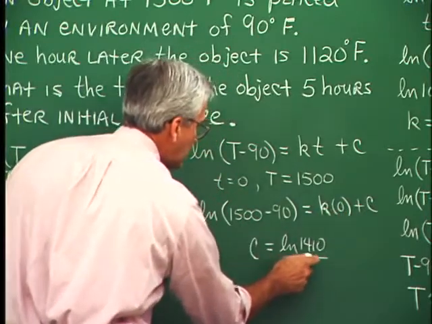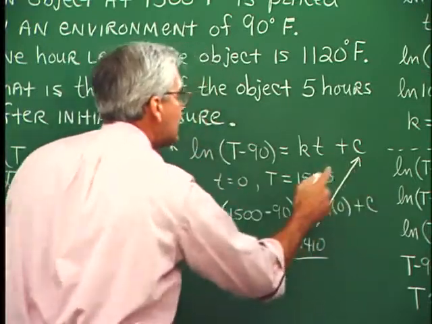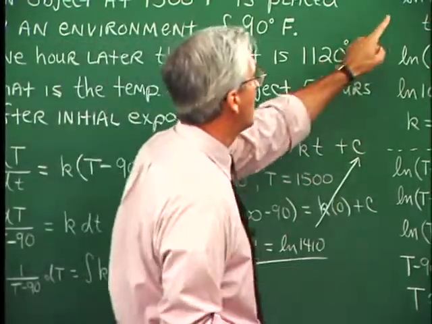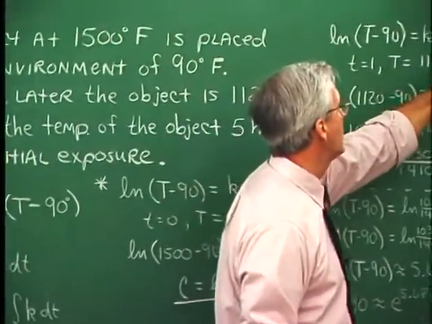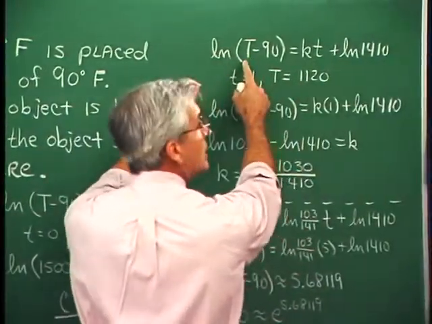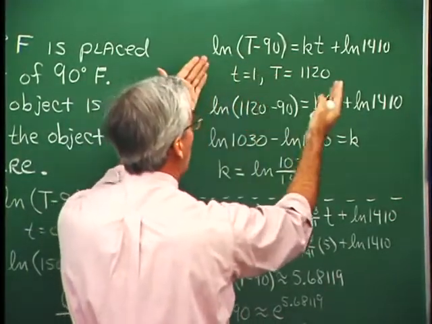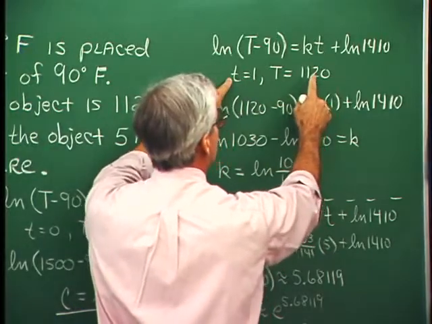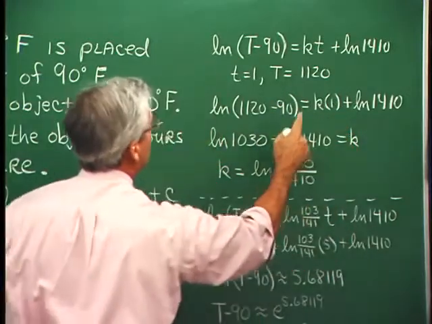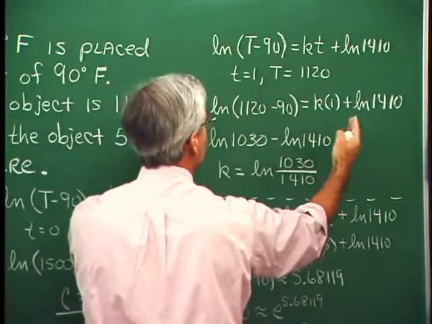So with the information about the value of C, we put that into our model right here, and then we can substitute for the other information. I've reproduced this up here using the C of ln 1410. Now, again, at this point, we could solve this for T and put it into that more traditional model that we talked about earlier, or we can use the information about the temperature of the object after 1 hour, pop it into here. t is 1, and the temperature of the object is 1120. Then we would have this.